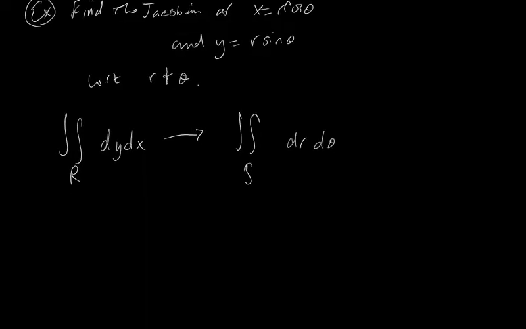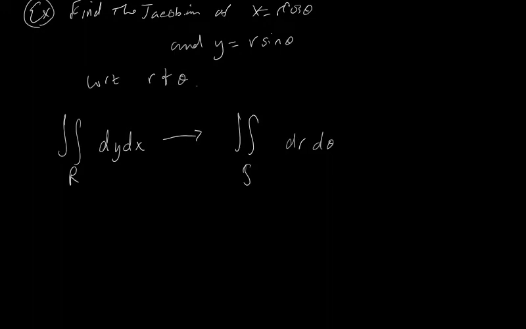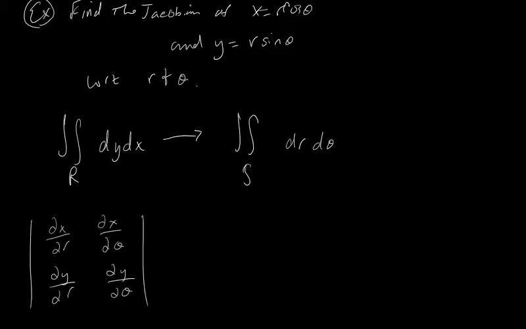So we need to find the Jacobian of x and y. We need the partial of x with respect to r, the partial of x with respect to theta, and the partial of y with respect to r, and the partial of y with respect to theta. We're going to find that, and find its absolute value, and that's what we're going to put in. So we've got our determinant here. The partial of x with respect to r is going to be cosine of theta.